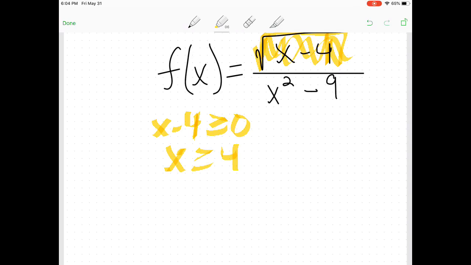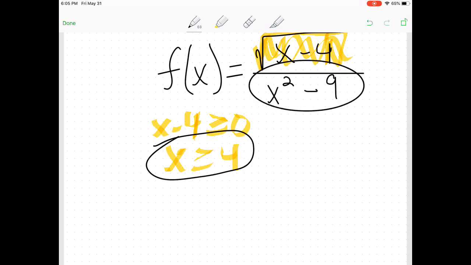Right? So this is one thing. We know this has to happen. X has to be greater than or equal to 4. Now, I also know my denominator cannot be equal to 0.